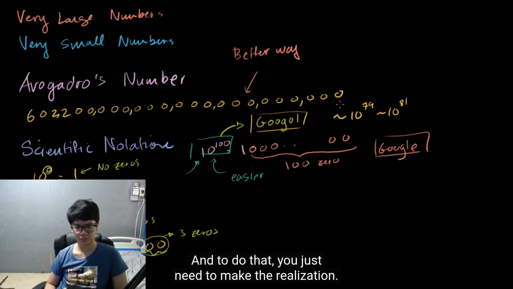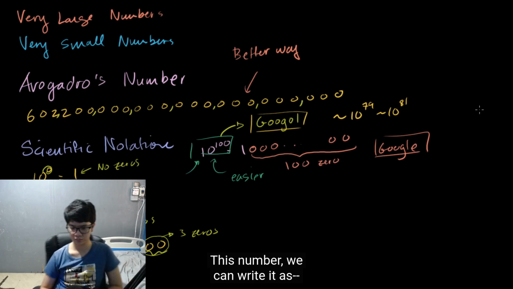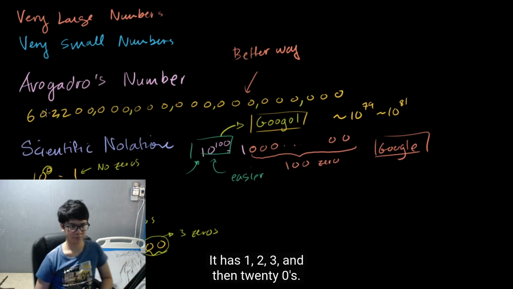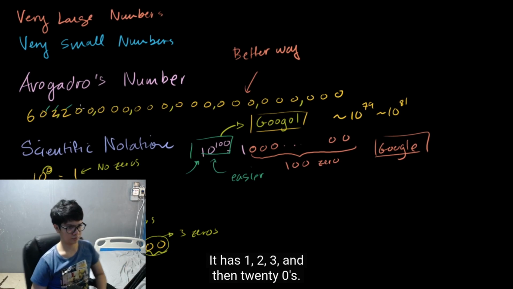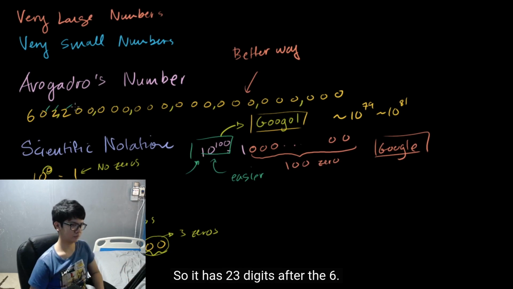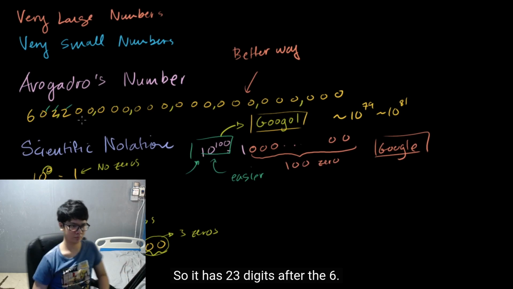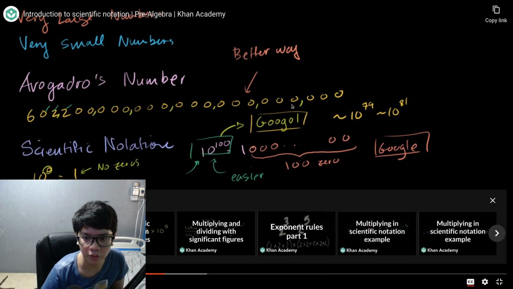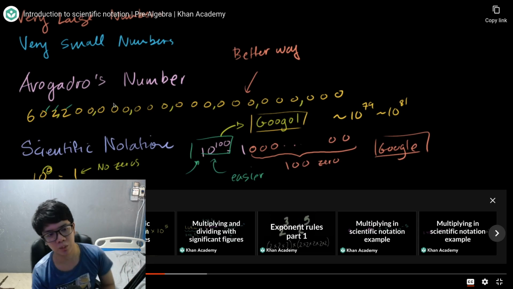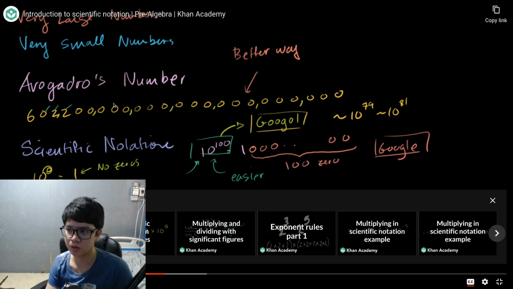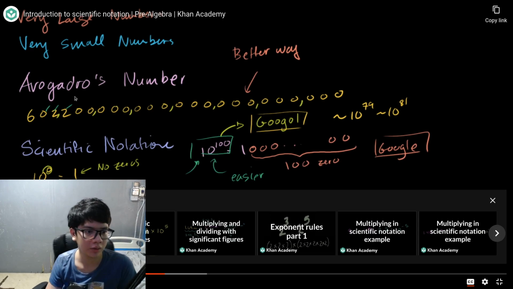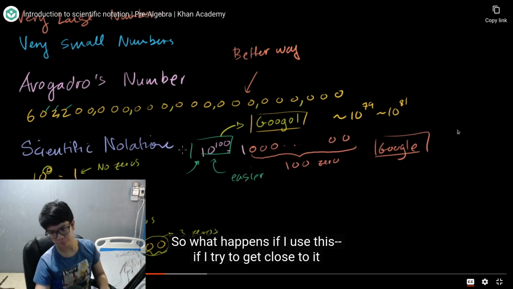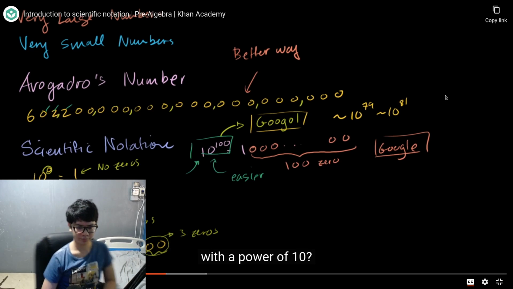This number, we can write it as, so this has how many digits in it? It has 1, 2, 3, and then 20 zeros. So it has 23 digits after the 6, right? 23 digits after the 6. If I try to get close to it with a power of 10.